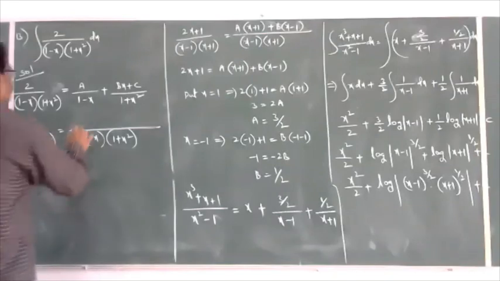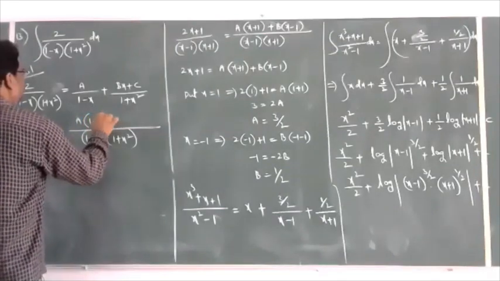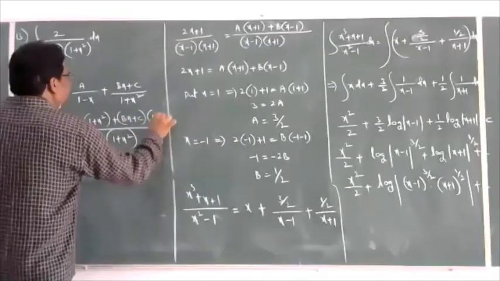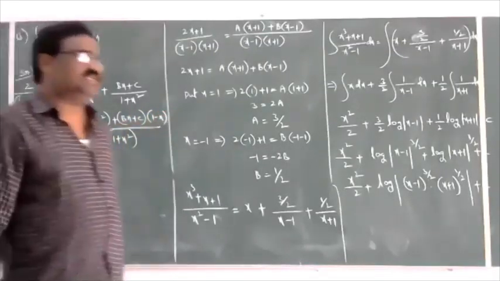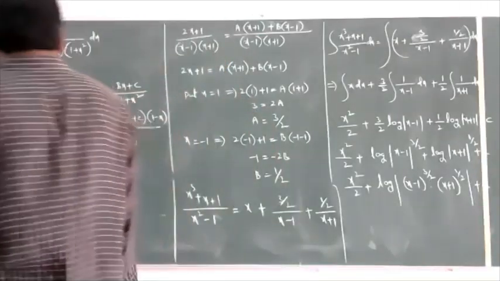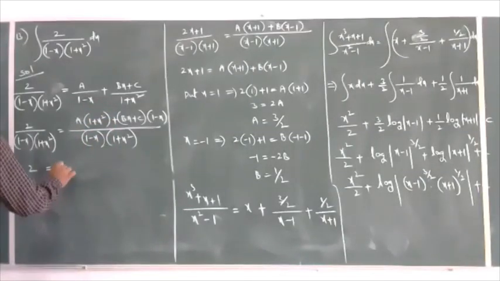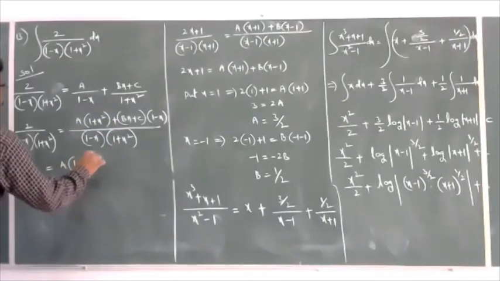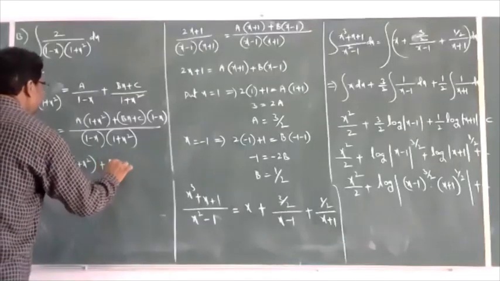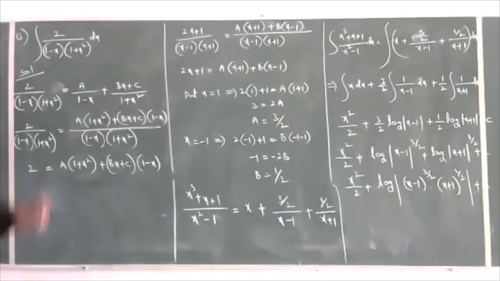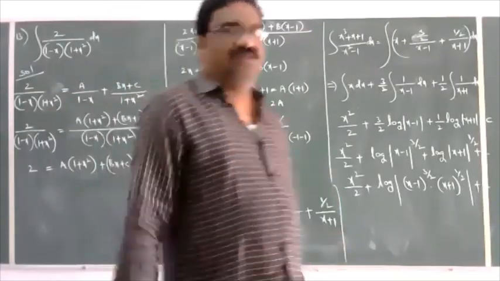So in the numerator, you get A into (1 plus x square) plus (Bx plus C) into (1 minus x). Here the denominators are the same, so equating the numerators, 2 is equal to A into (1 plus x square) plus (Bx plus C) into (1 minus x). So we want to find out the A value.